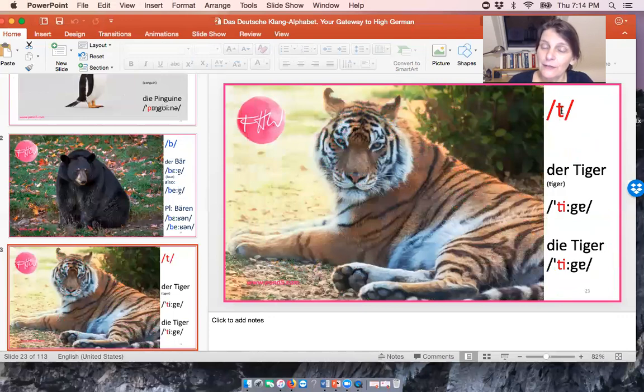The voiceless alveolar plosive, T, as in English tiger and German der Tiger. And the plural is the same, die Tiger. You just change the article. Der Tiger, die Tiger.